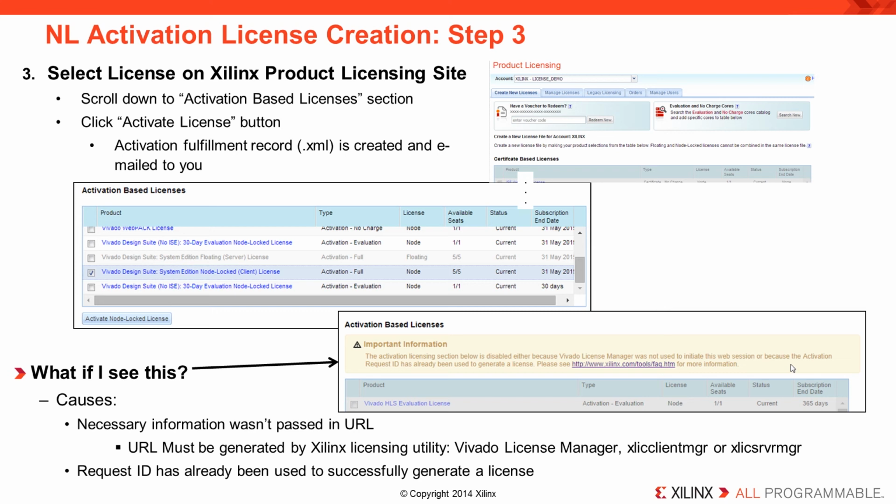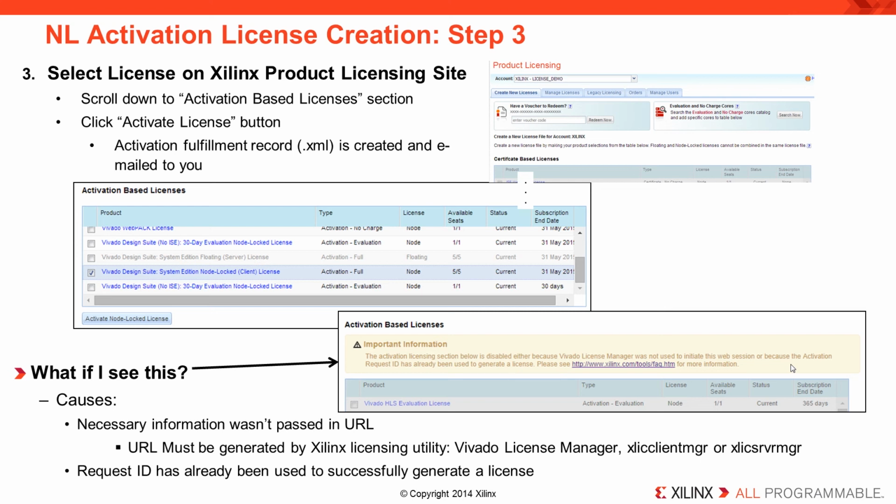Now, what if you see what's on the bottom here, where the activation-based license section is grayed out, and you see this important information warning above the section? Basically, there are a couple of different causes for this. Number one would be that necessary information wasn't passed in the URL. In other words, you didn't come through Vivado License Manager or the Xilinx Client Manager command line utility. The URL must be generated by the Xilinx licensing utility there.